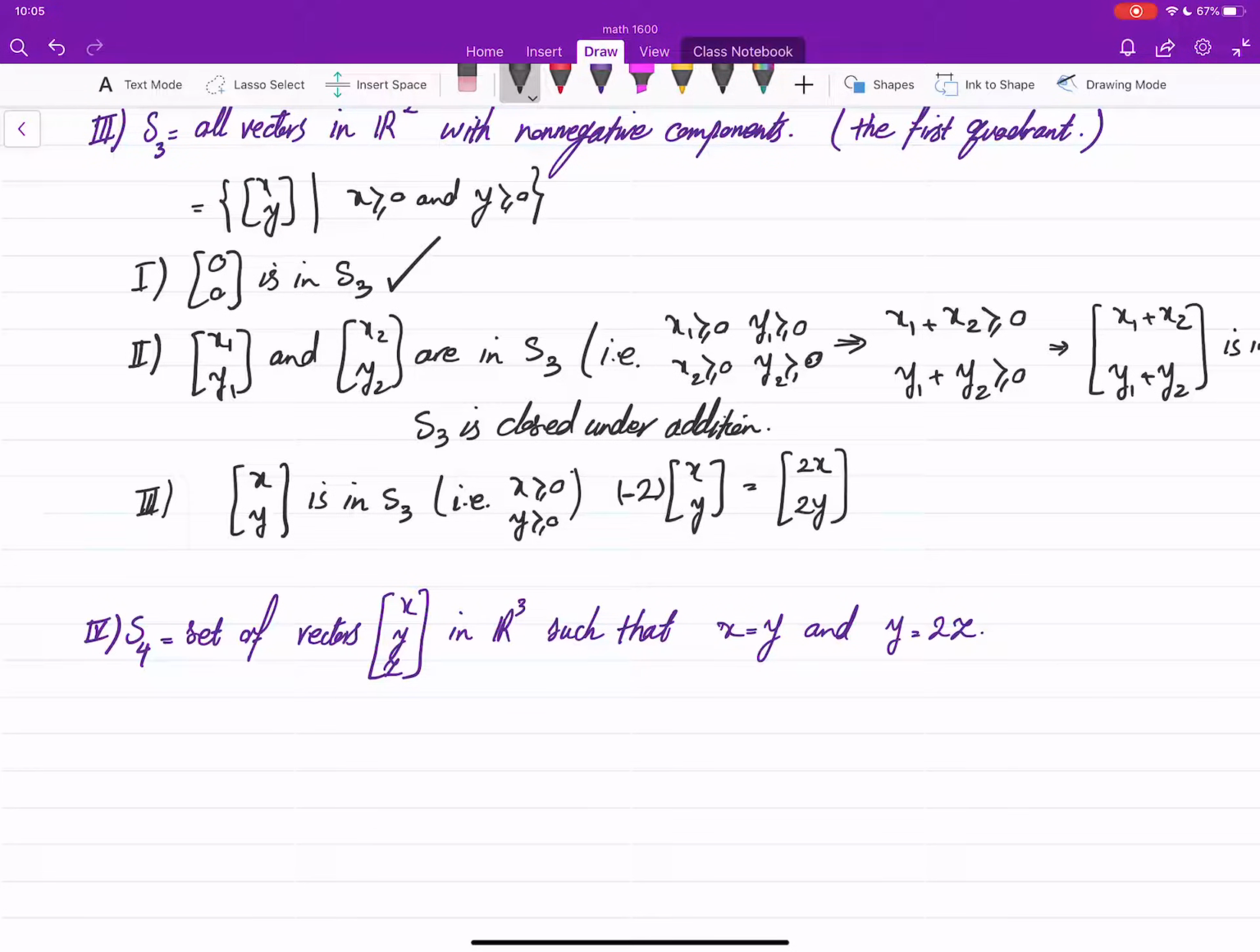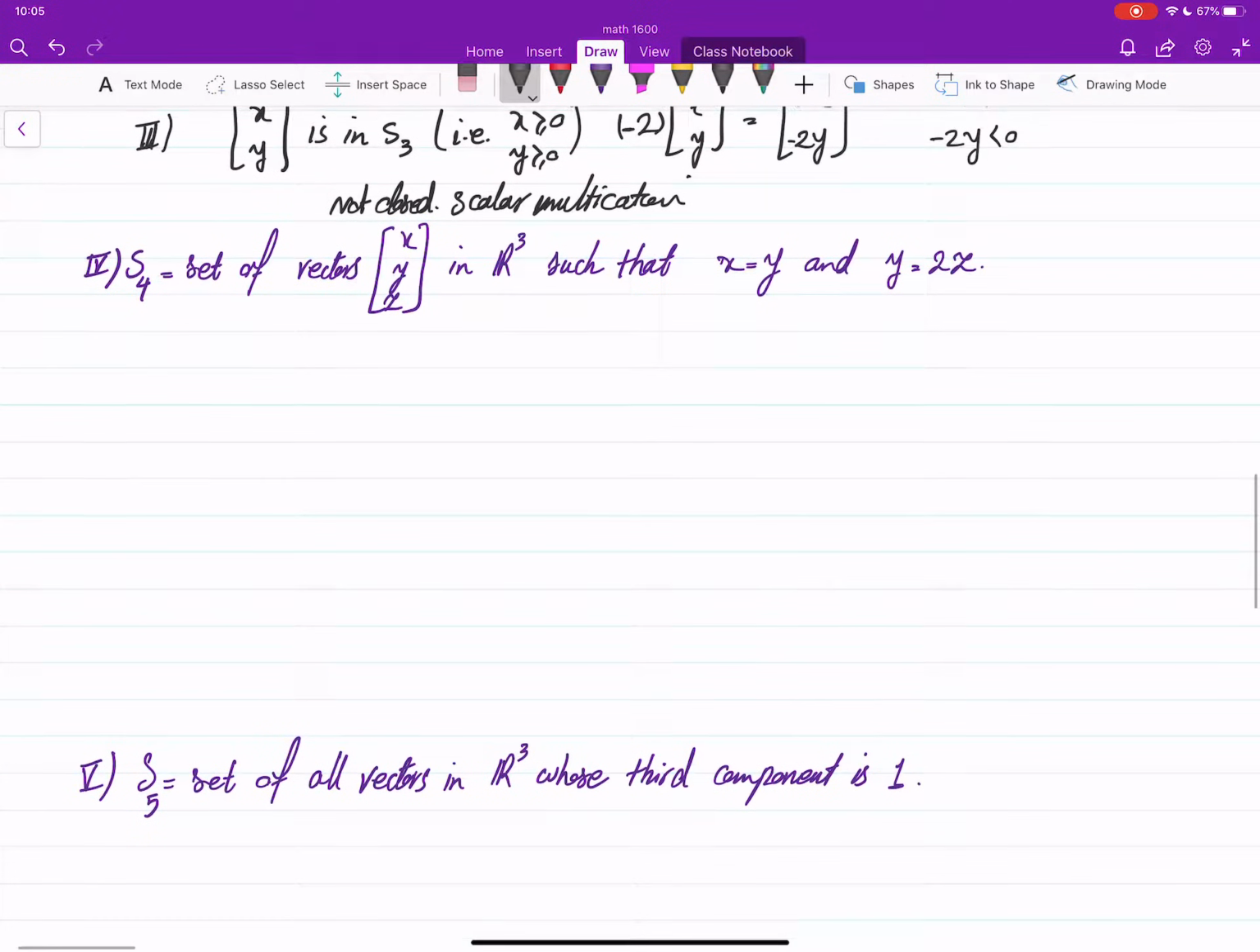This is a scalar, yes? And when you multiply something which is non-negative by a negative number, you will get something which is not non-negative anymore. So both of these are going to be 0. It is not closed under the scalar multiplication. Not closed. So when you take a vector and multiply by a negative scalar number, you may get something which is outside this set.